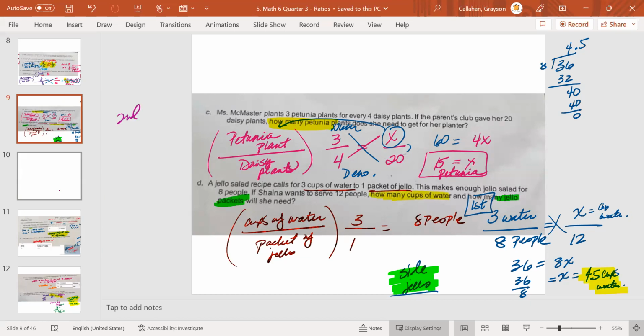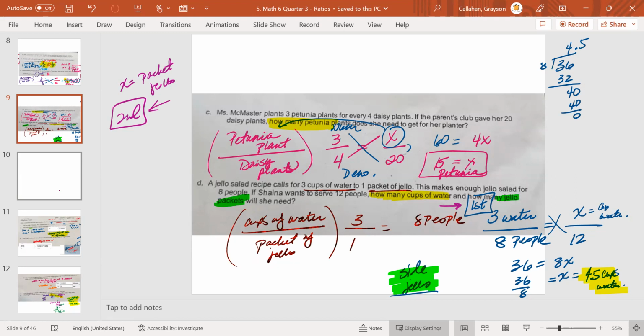So this is my second proportion, okay? That's your first proportion right there. This is your second proportion. Your second proportion, your X has to be the packet of Jell-O, right? But I do have water, right? Or I could use people, but I think I'm just going to use water instead. Or you could use people, we'll do both, okay?